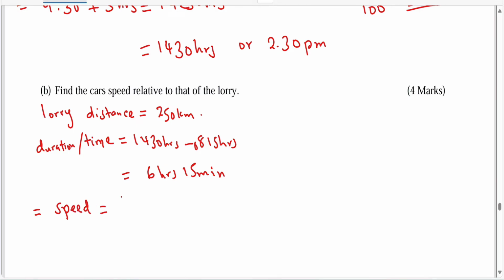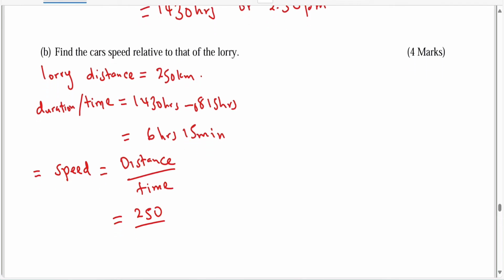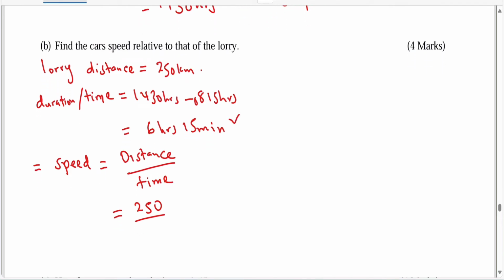So what's the speed of the lorry? Right, and speed is given by distance over time. Our distance being 250, we divide by our duration, which is our time, and our time is 6 hours 15 minutes. 15 minutes is like saying a quarter of an hour, so it will be around 6.25. So if you take 250 and divide by 6.25, it should give us 40 kilometers per hour. So but this is the speed of the lorry.